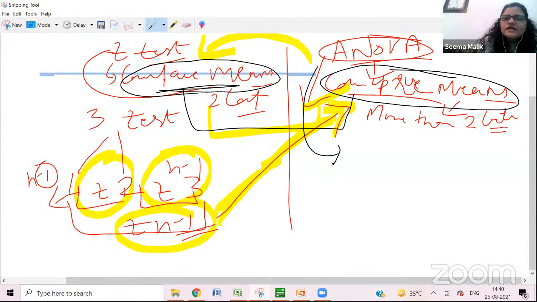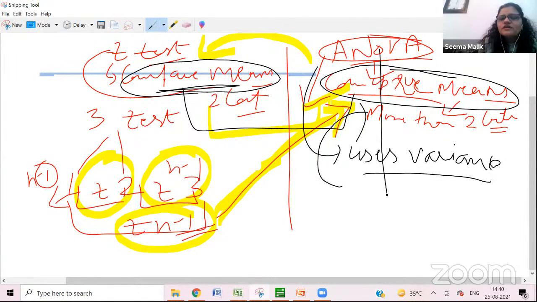ANOVA is a technique that uses variance in order to check the difference between the means. That is why it is named analysis of variance. It uses variance in its calculations to compare the means. So that is why it is called ANOVA. The purpose of both the t-test and ANOVA is the same: to compare the means, though the t-test is used in case of two categories, and if three categories are there, instead of using three tests, we will use one test, that is ANOVA.